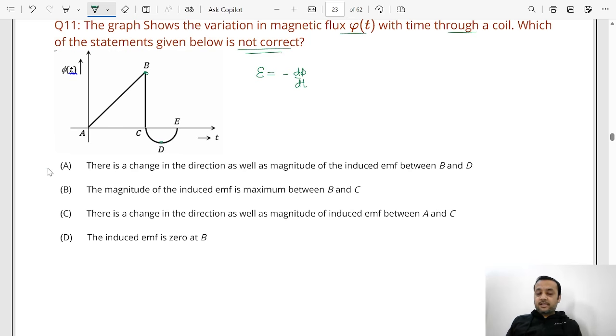But option A was saying that the sign of EMF will change, which is why option A is wrong. That is why option A is the correct answer to this question. Option A says that there is a change in the direction, but of course there is not. From B to D the direction of EMF will not change.